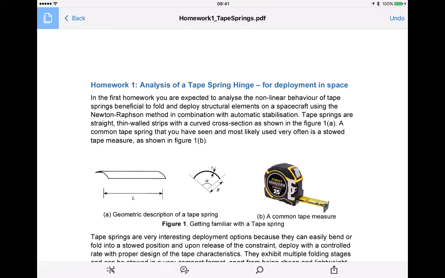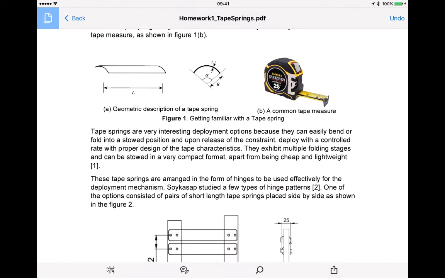What you're expected to do is to analyze the nonlinear behavior of these springs so that they are beneficial on a spacecraft. They're extremely light, they can be folded and stored away. But when they are stored, they are under a lot of stress. Once the stress is released, they unfold and can be used as a strength or a load-bearing structure for these objects. You can see here we've given you a geometric description of the tape spring, and some details of measurements have already been given to you.